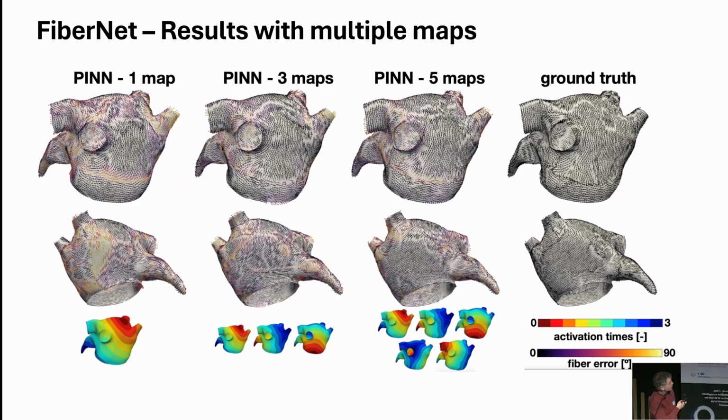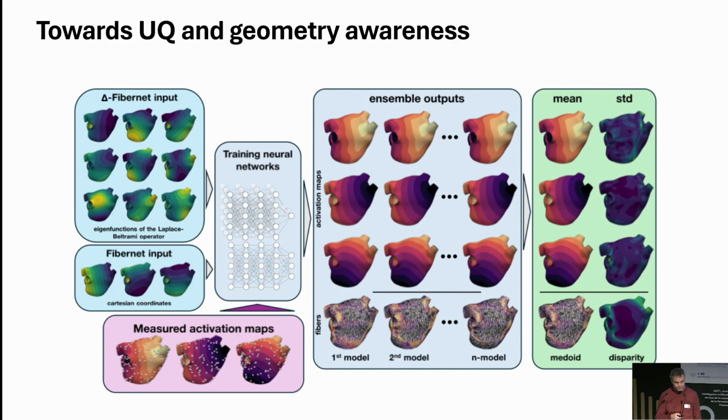So here are some results. Of course, you can use multiple maps. If you have multiple activation maps, and this can be simulated in the clinics, because when you do ablation, the clinicians can pace the heart at certain locations, so you get different activation patterns. And we see that the blacker the arrows are, the lower the error. You see that the fiber that we can reconstruct with respect to the ground truth is actually quite accurate.